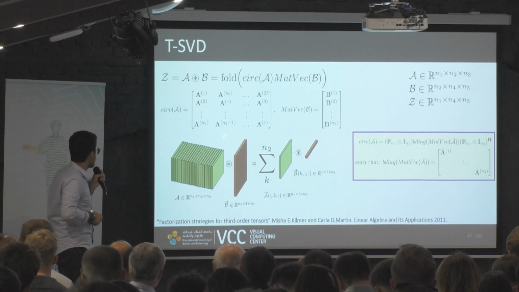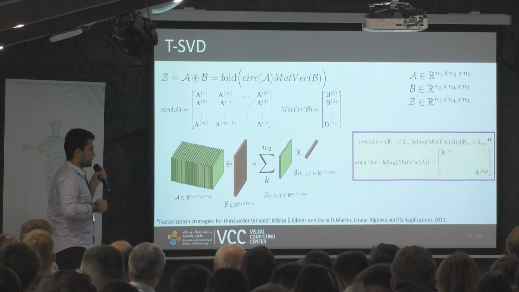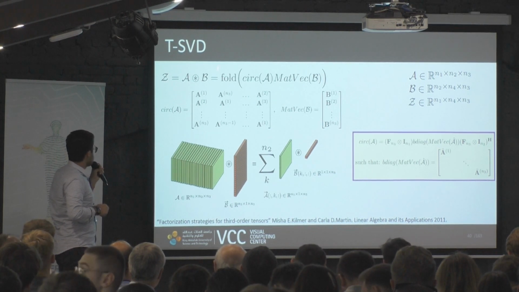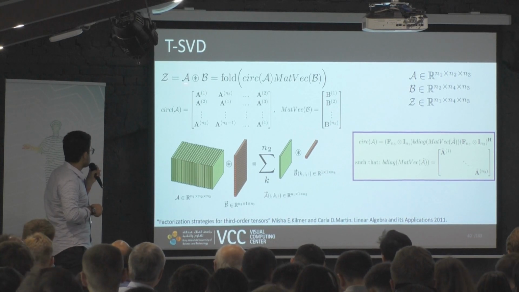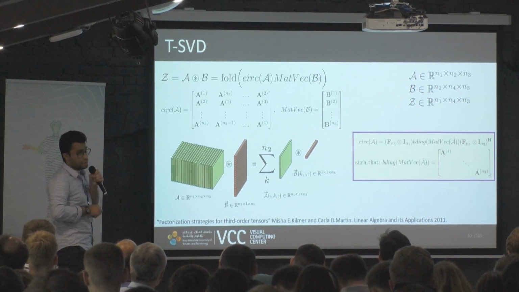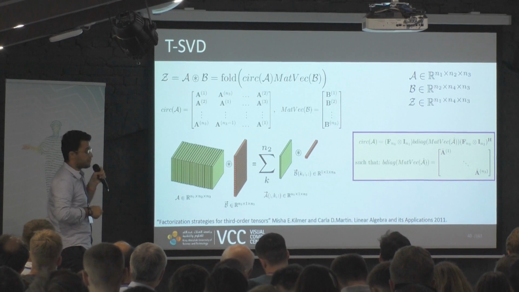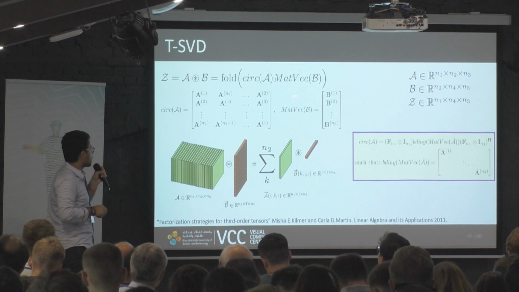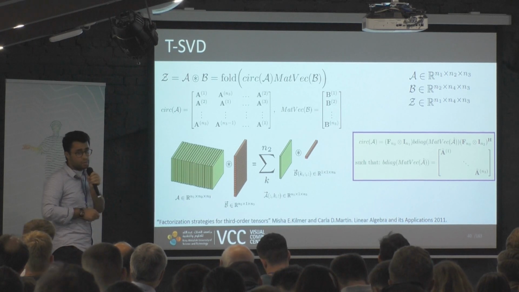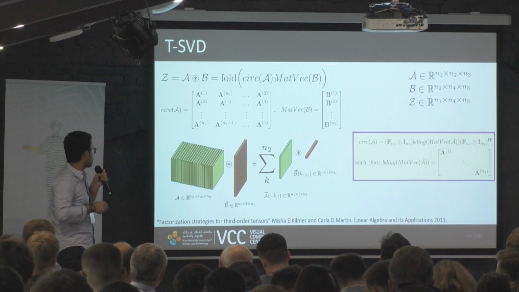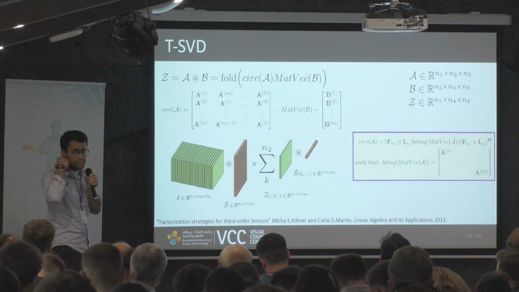And they propose this operator, let's call it TSVD for now, and this is defined in a very nice fashion. All it does is basically it says, take your matrix A, generate a matrix out of it, a very structured matrix. Circ of A is a very well-structured matrix. Vectorize B in a specific fashion, and do a matrix vector multiplication out of this. And once you're done, fold everything back again into a tensor. This is all it says.